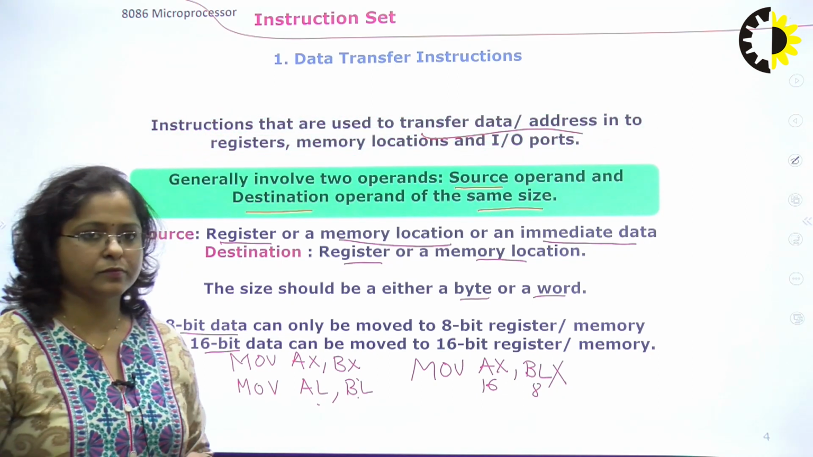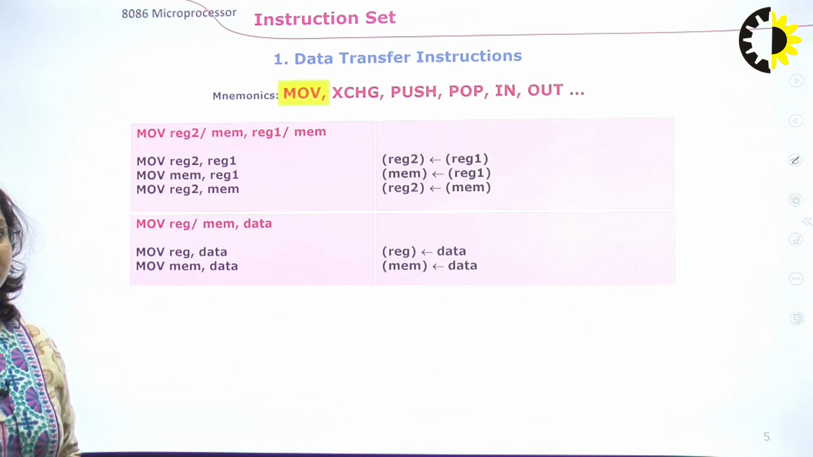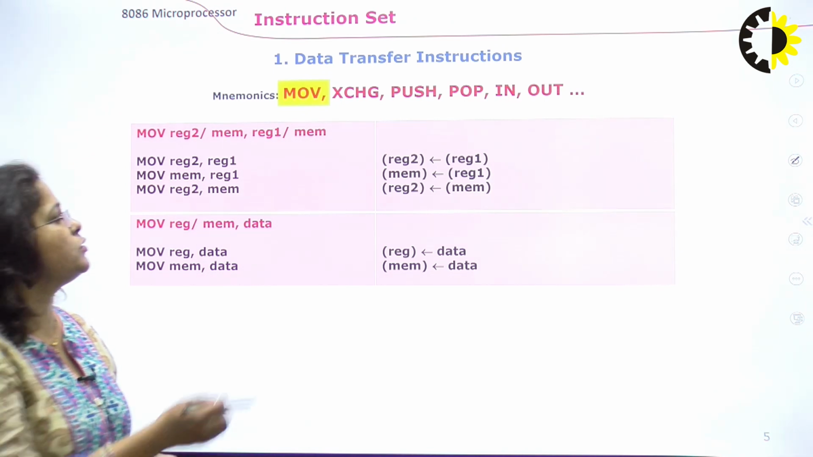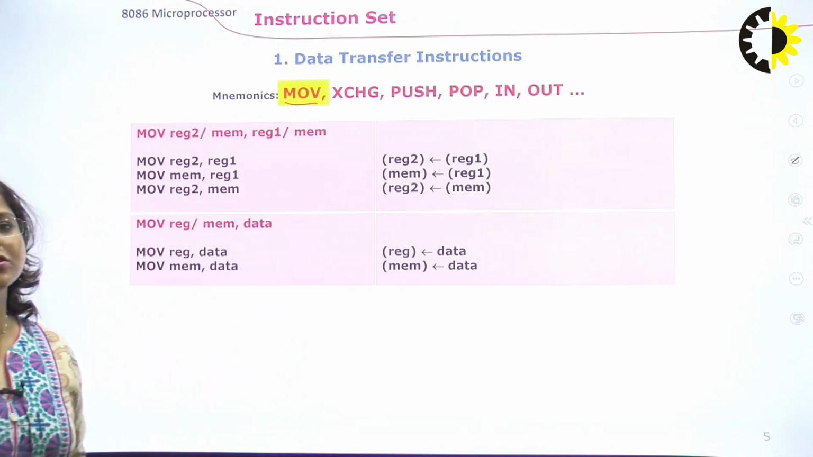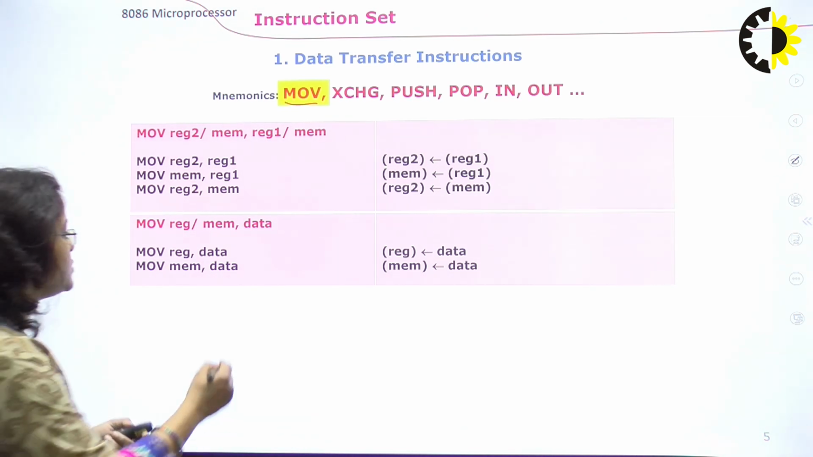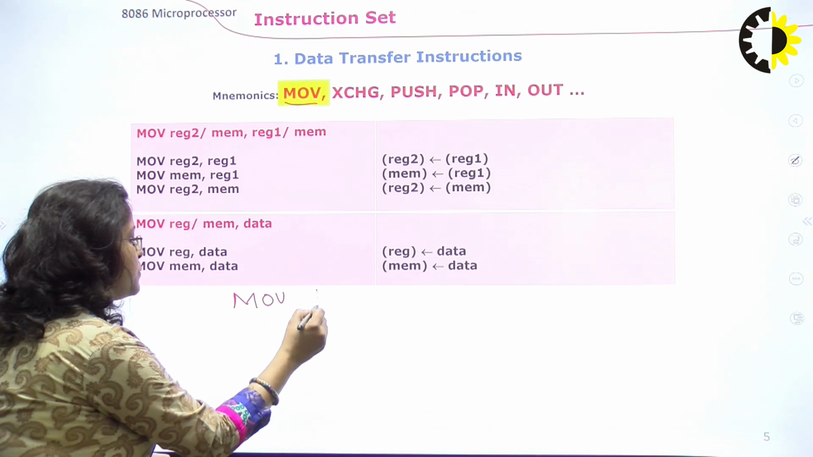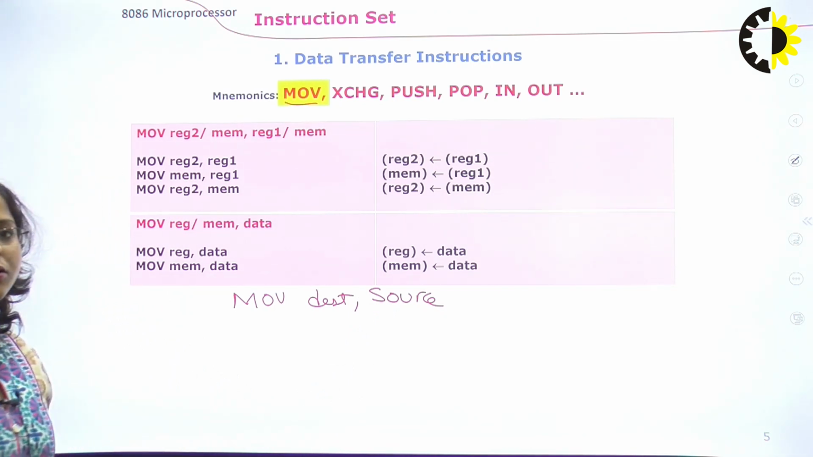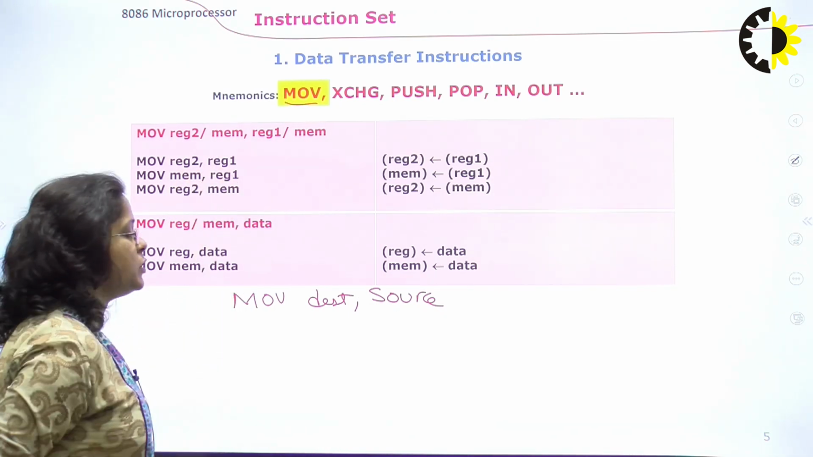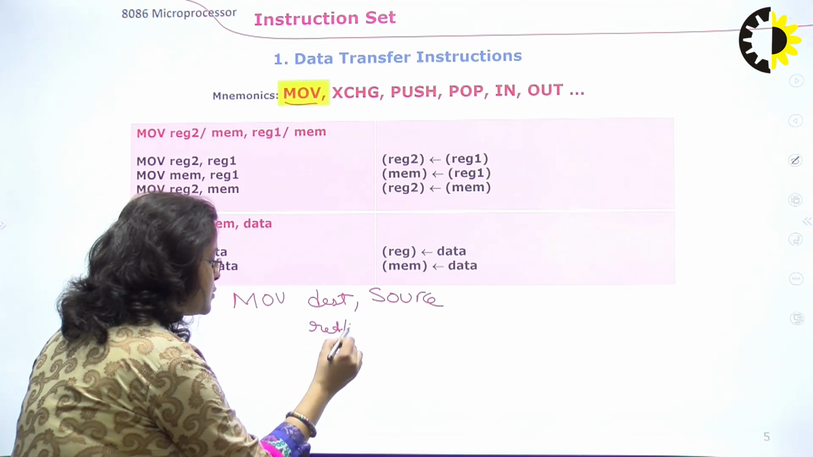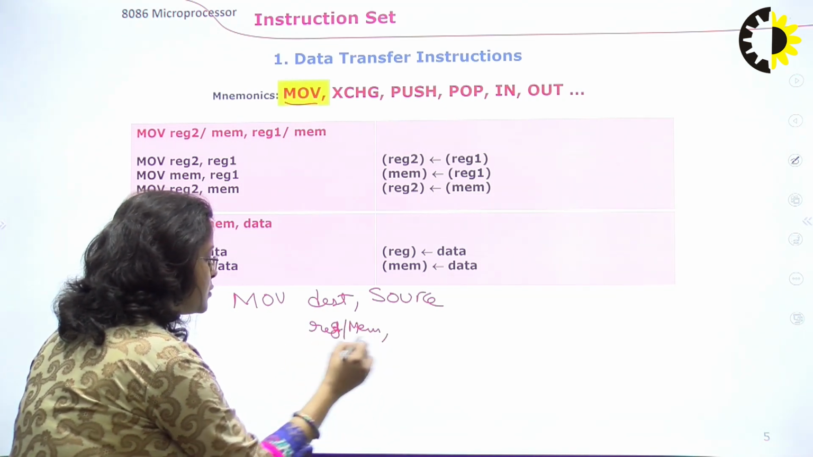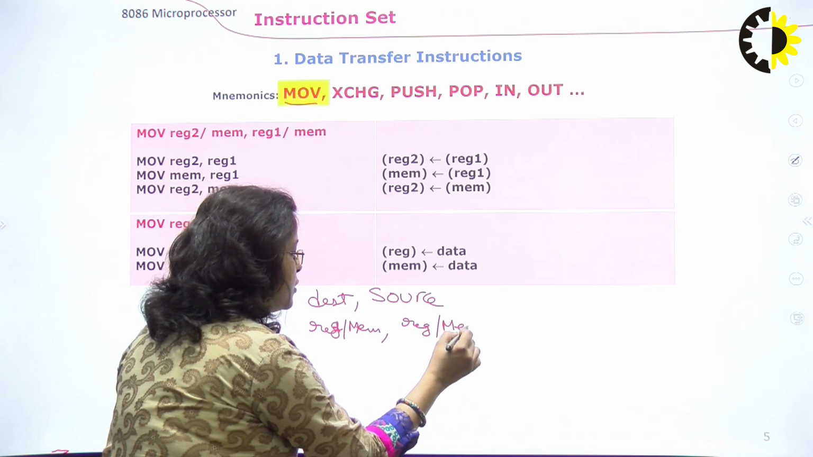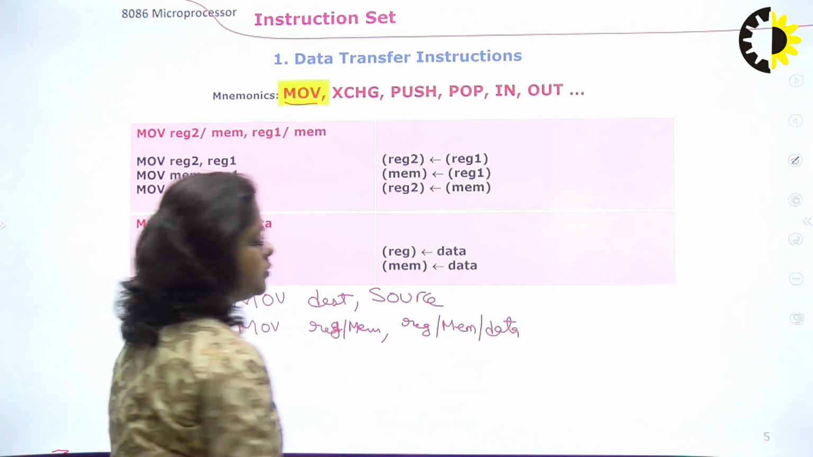We will check this by taking some examples. The first very important instruction in the data transfer group is MOV. In the MOV instruction, there is one source and one destination operand. The destination can never be an immediate operand, so it can be a register or memory, whereas the source can be a register, memory, or 8 or 16-bit data.